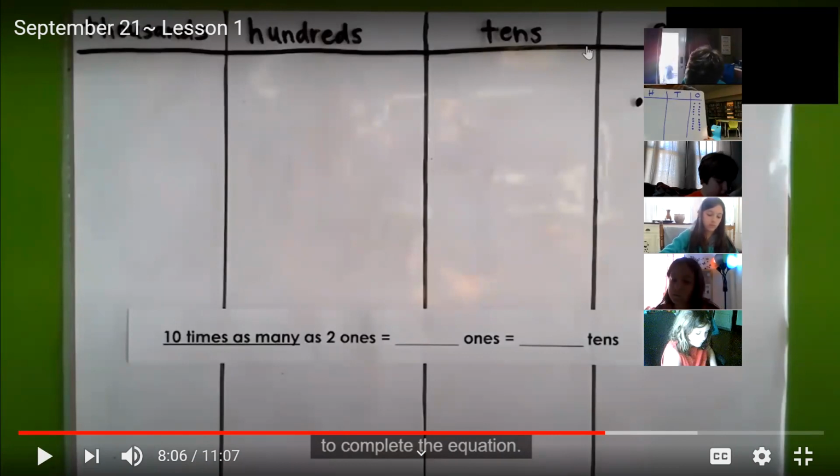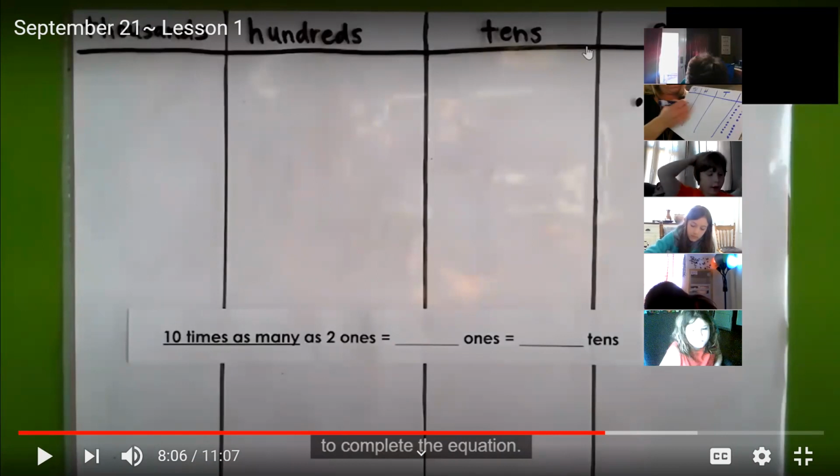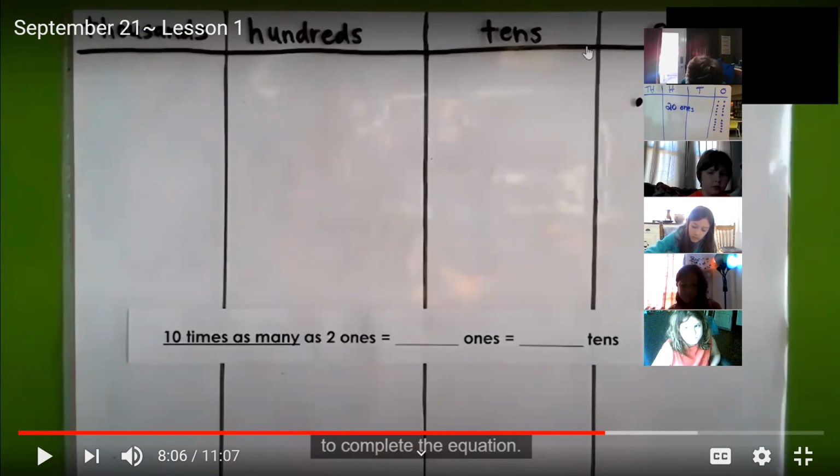So then if you see the sentence on the board or on the computer in front of you, it says 10 times as many as 2 ones is how many ones? So look in your ones column, how many ones do we have here? 20. Seth? 20. We have 20 ones. Now we have to figure out how many tens that is.